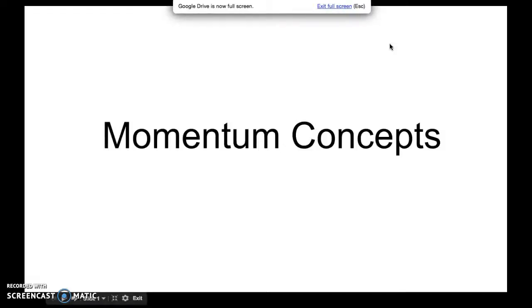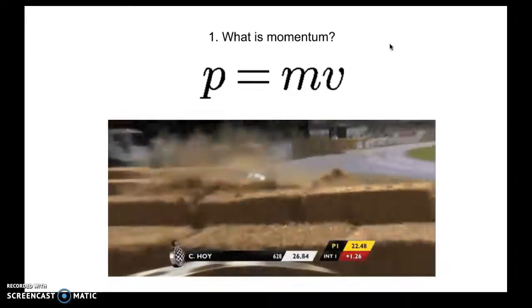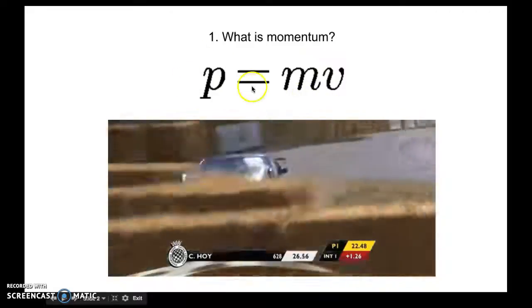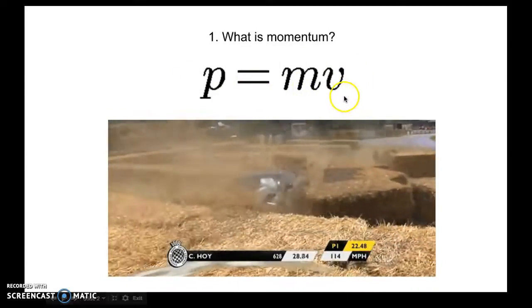All right, these are the momentum concepts that we're going to go over for our forces test. First question is, what is momentum? Well, the equation for momentum is P equals mv. P is momentum, m is mass, v is velocity.